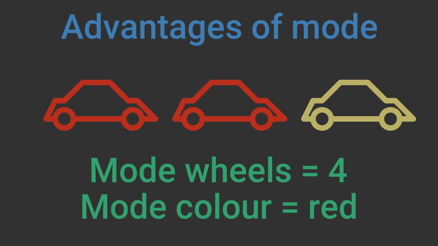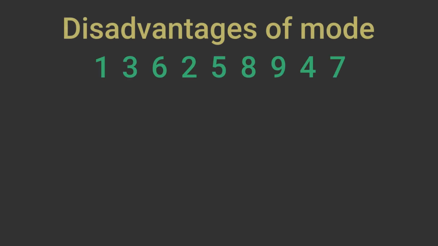Trying to find the mean color of all the cars would be impossible, because you can't add up a set of colors. The disadvantage of the mode is that it doesn't always exist. In this data, no number appears more than once, so there is no mode.